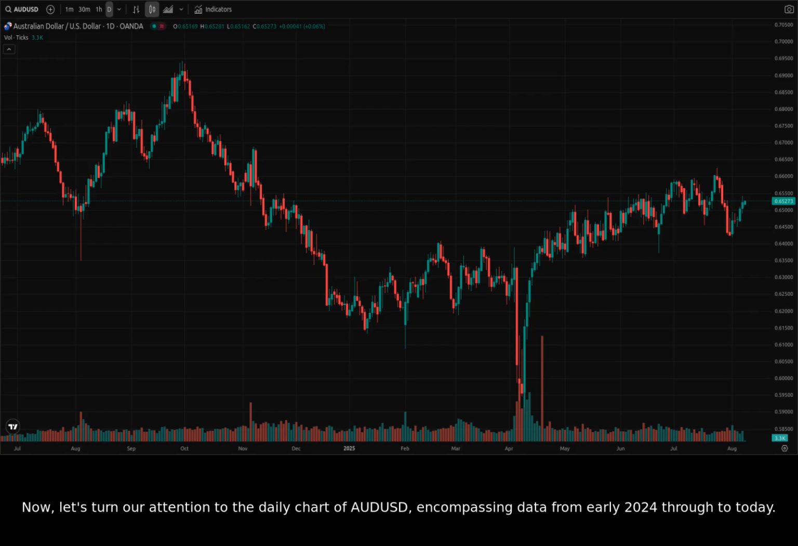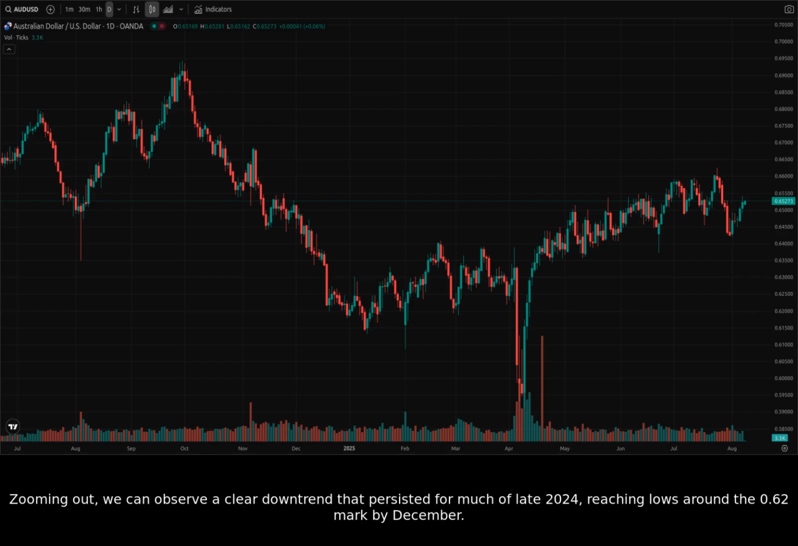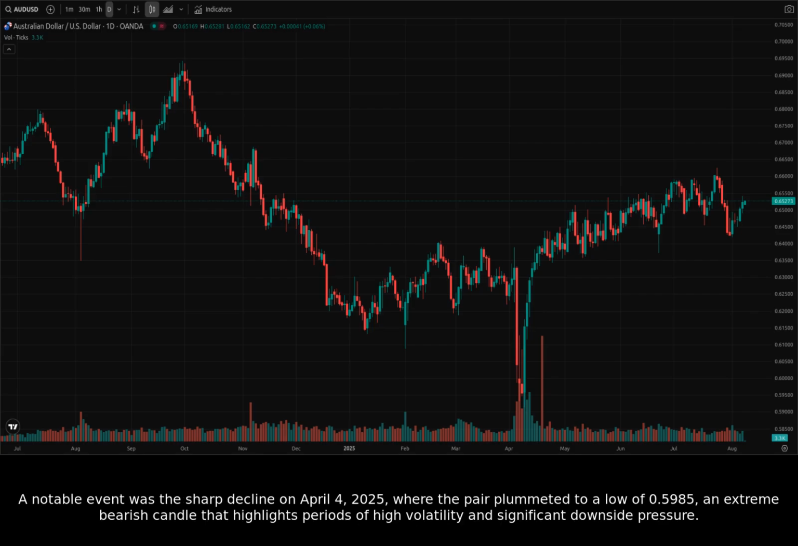Now, let's turn our attention to the daily chart of AUDUSD, encompassing data from early 2024 through to today. Zooming out, we can observe a clear downtrend that persisted for much of late 2024, reaching lows around the 0.62 mark by December. A notable event was the sharp decline on April 4, 2025, where the pair plummeted to a low of 0.5985, an extreme bearish candle that highlights periods of high volatility and significant downside pressure.